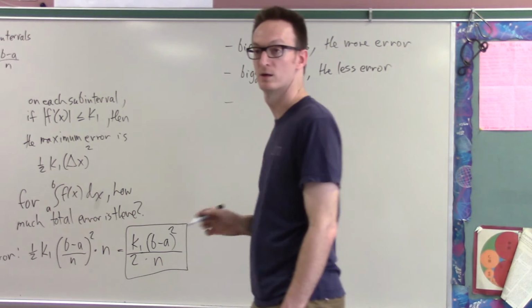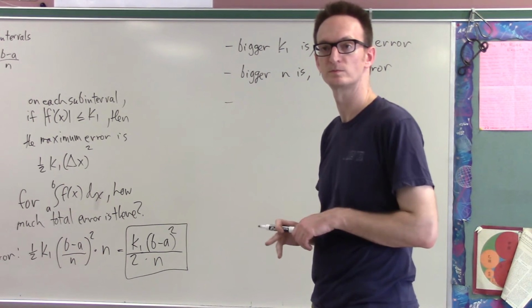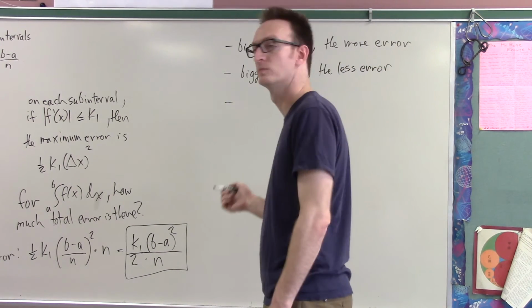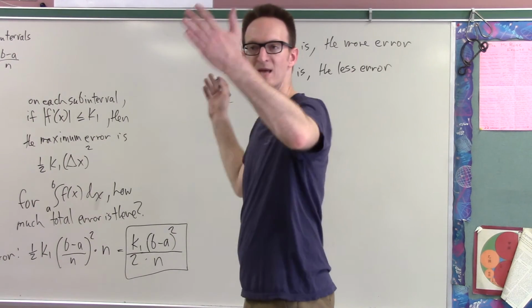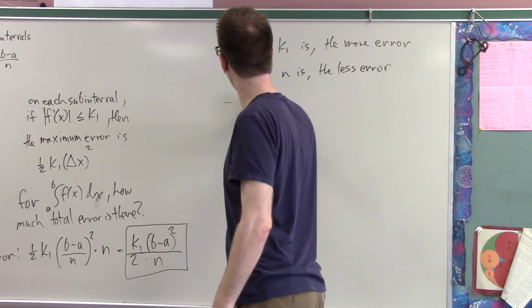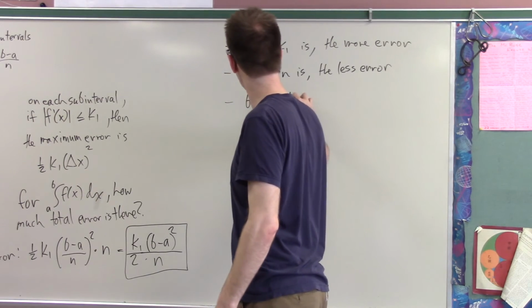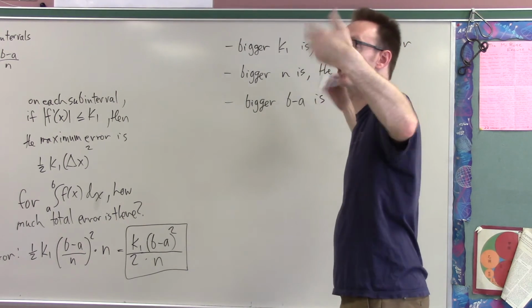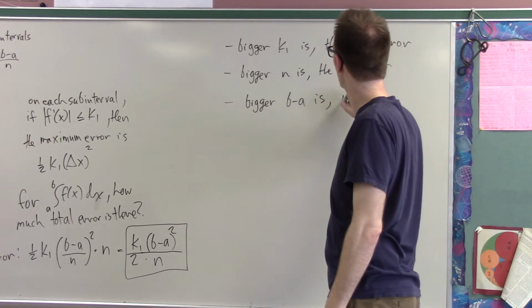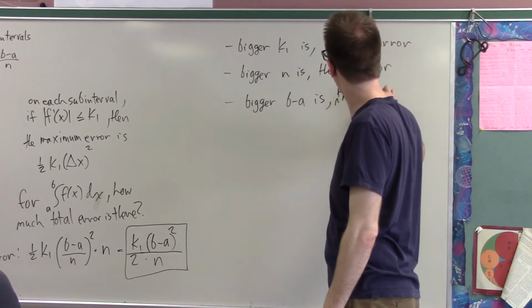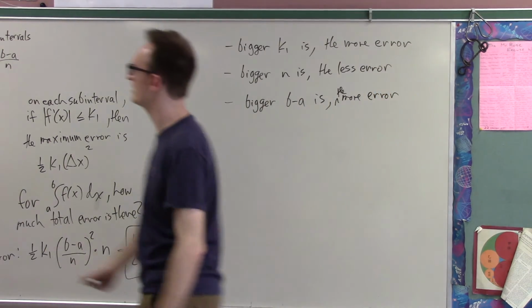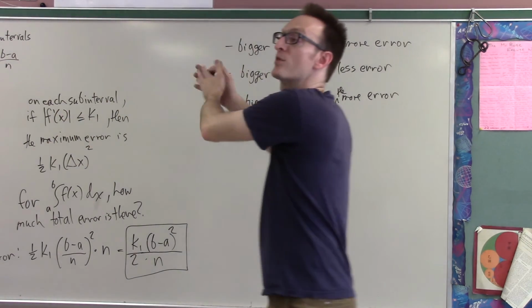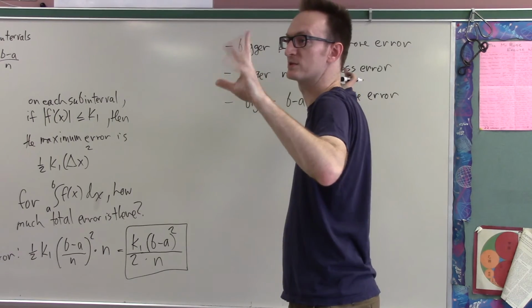And there's one more. Kaylin. I guess B and A. Yeah, the closer together they are, the less error. I think it makes sense to talk about it the other way, right? The bigger B minus A is, in other words, the wider the interval over which we're integrating, then of course we're going to get more error. Because we're going to get a certain amount of error per subinterval, and the longer we integrate, the more the error grows. Cool? How are we feeling about this?